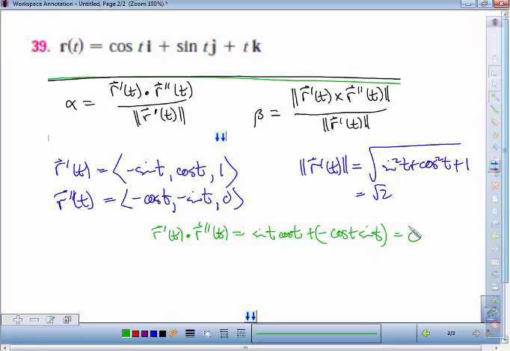So in this case, it looks like there's going to be a 0 for alpha. So there is no tangential component. This is the alpha. This is the one that gets multiplied with the T, the unit tangent. And so we got 0 for this case. So it looks like whatever this is going to be going in the direction of the normal vector.